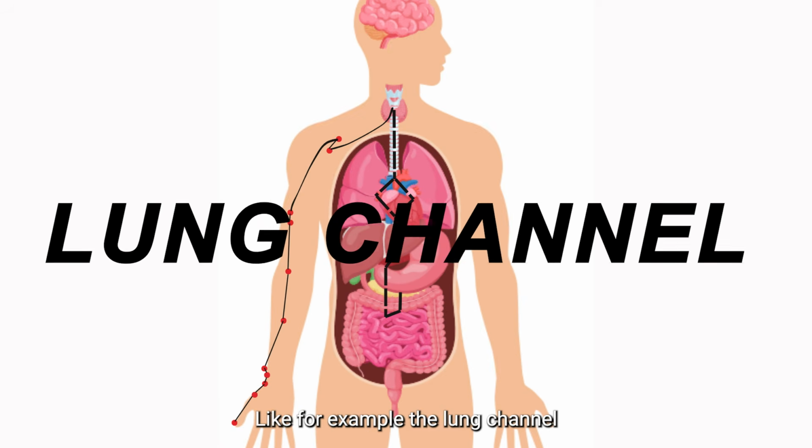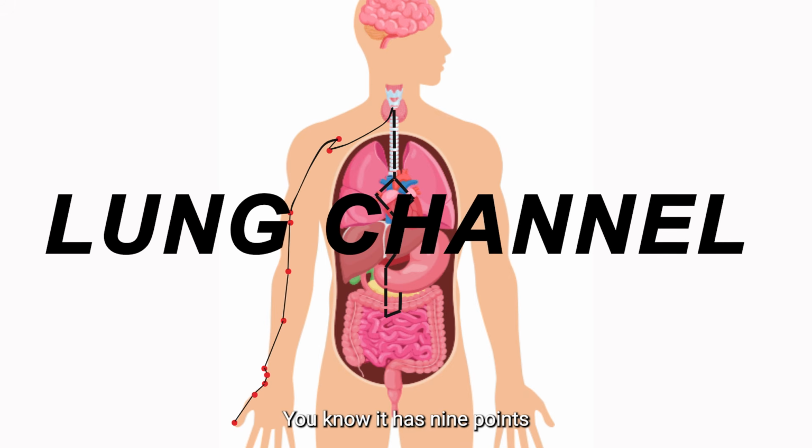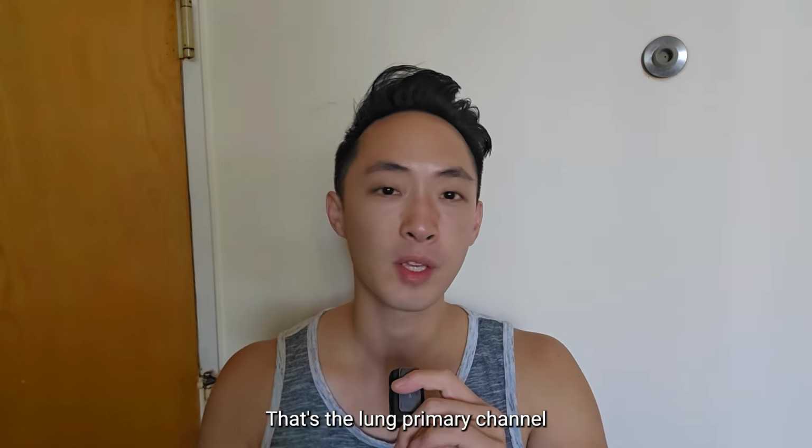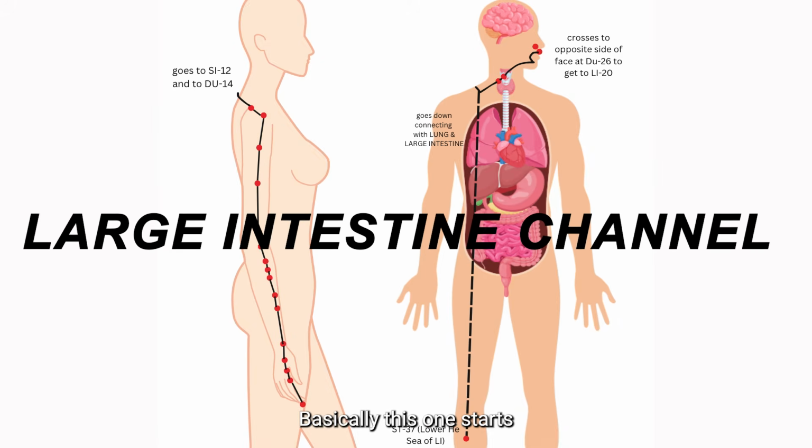Like for example, the lung channel. You know it has 9 points. You know that the channel basically starts from your pec minor area, your shoulder area, and goes all the way down to your thumb. That's the lung primary channel. You also have your large intestine channel. Basically, this one starts where your lung channel ends. So it starts around the area of your index finger, goes up your arm, goes to your shoulder, goes up your neck, and ends at your opposite side nostril at LI20.